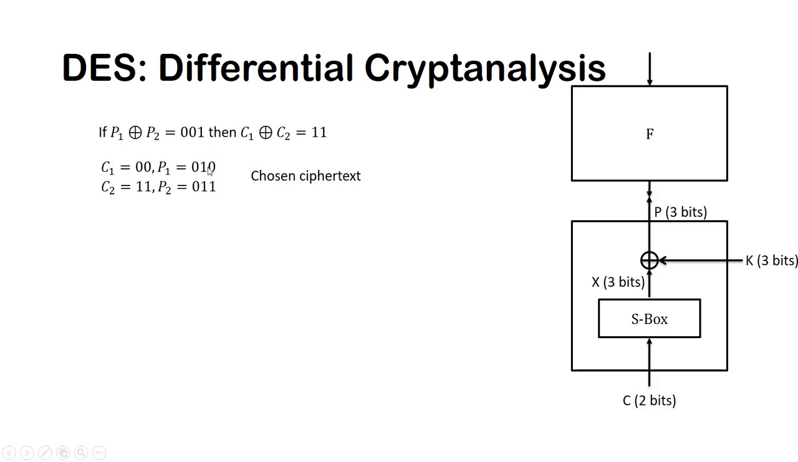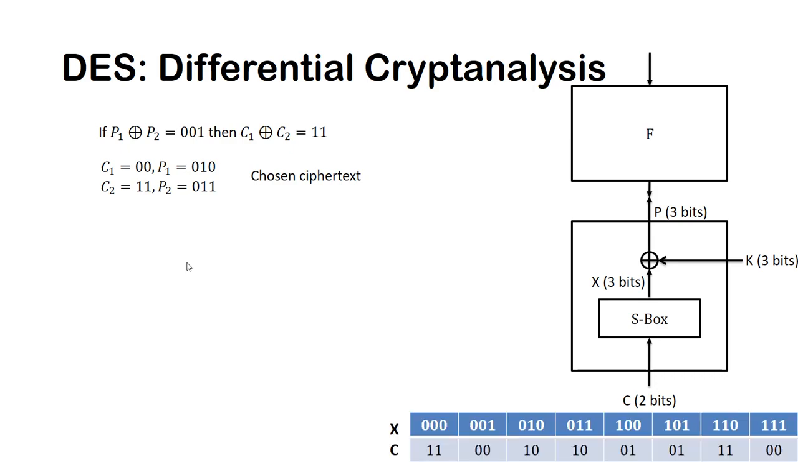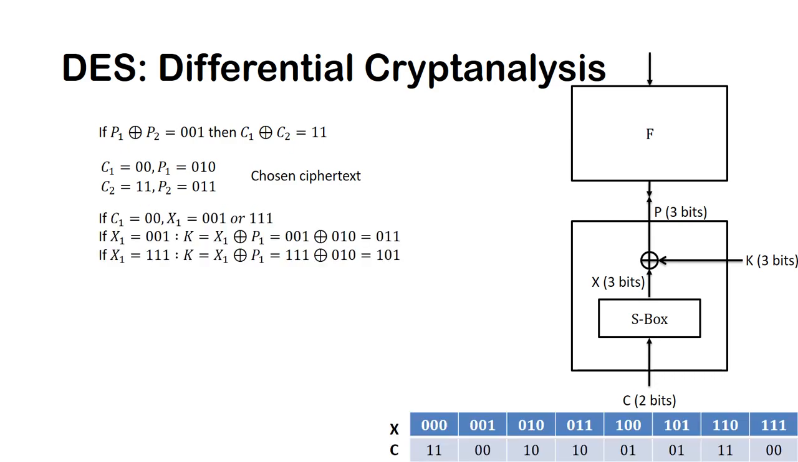So when we perform a chosen ciphertext attack, we choose a ciphertext C1 and C2 and we get P1 equals 010 and P2 equals 011. Now we will try to find out the K based on the S box details that we have over here. So if C1 is equal to 00, the possible values for X1 could be 001 or 111. If X1 is equal to 001, the relationship with which you have got the X over here is P XOR K gives you X.